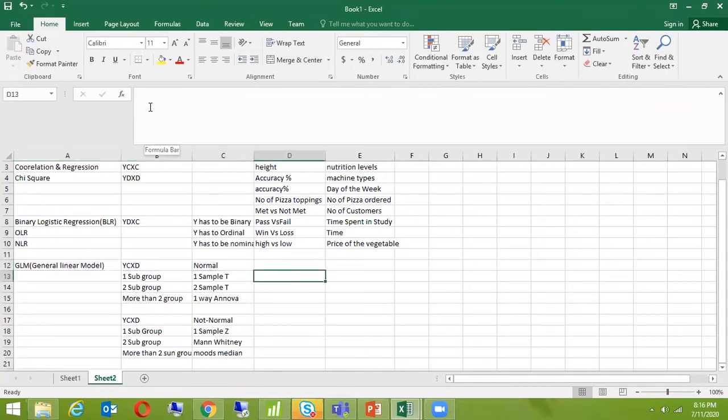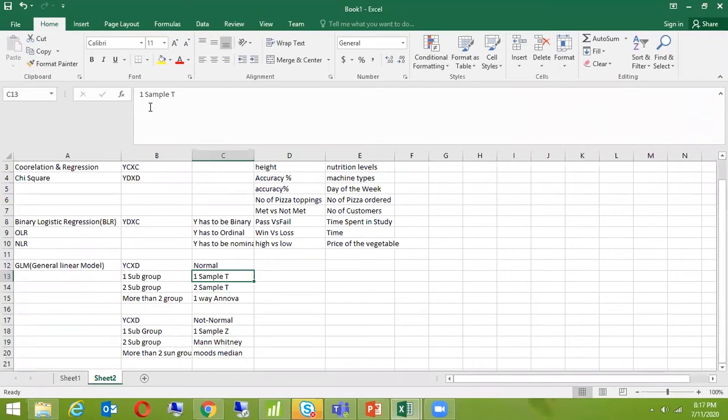So let's cover the one subgroup first, and then I will talk about the two subgroups later. The only difference between two sample t and one-way ANOVA, and Mann-Whitney and Mood's median, is only in case of normal and not normal. Otherwise, they serve the same purpose. Okay, let's go one by one. It seems to be getting a little complicated because these are new tests that we've heard.